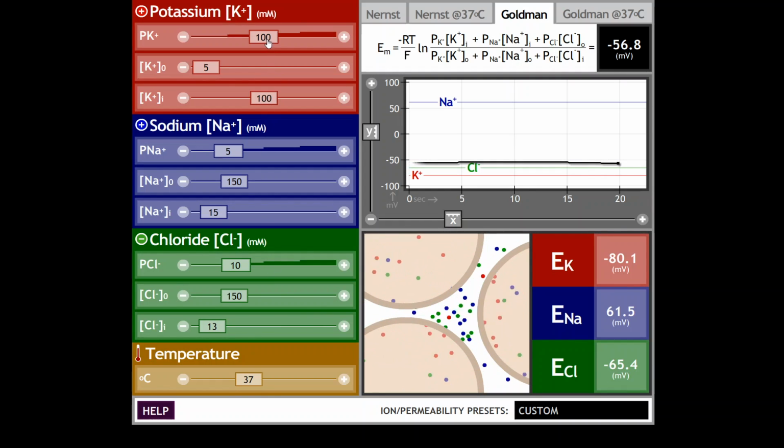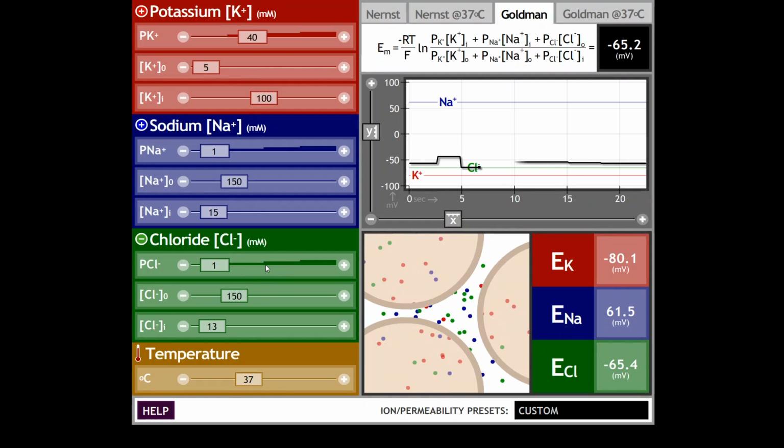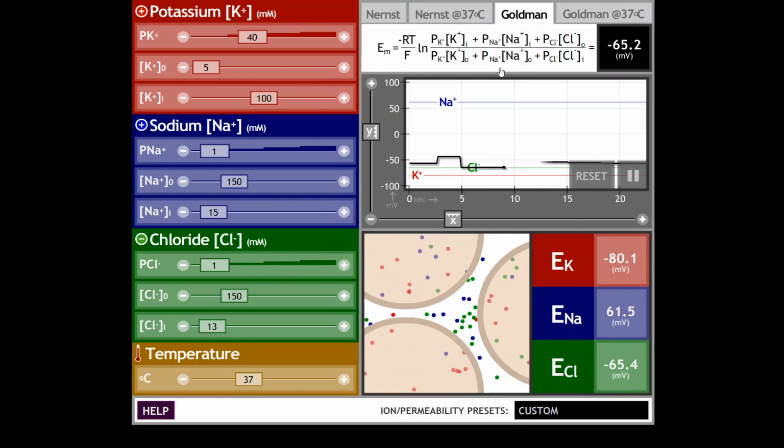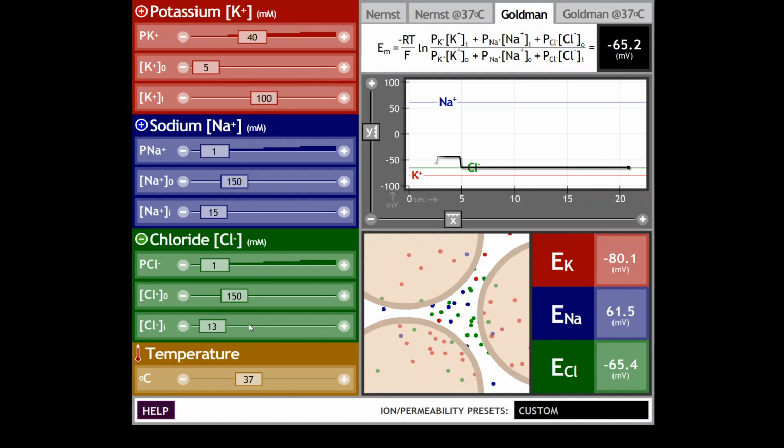And then we'll set this number to 40. That's our relative permeability of potassium. We'll set each of these then to 1. And we should see that, yes, the membrane potential becomes equal to minus 65. And that also happens to be the equilibrium potential for chloride when you have these values.